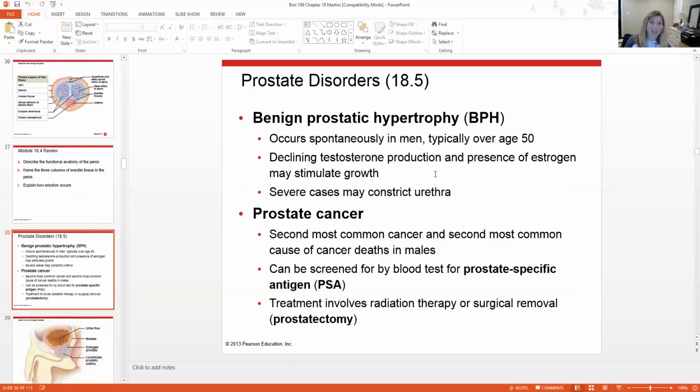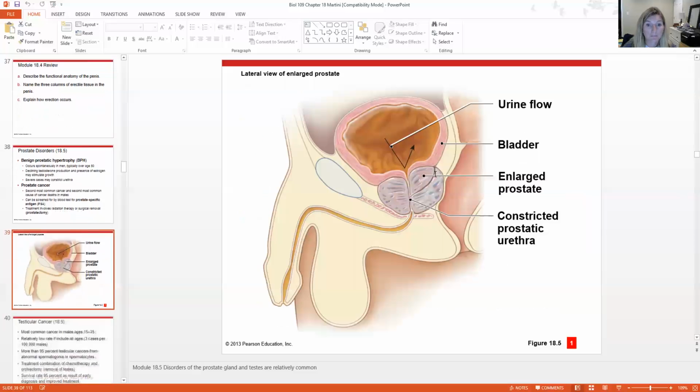There's benign prostatic hypertrophy. This occurs spontaneously in men, typically around age 50, with declining testosterone production and the presence of estrogen. It can constrict the urethra severely or just minorly. Prostate cancer is the second most common cancer and second most common cause of cancer deaths in men, and it can be screened for by a blood test looking for prostate-specific antigen, PSA, and the treatment involves radiation or surgical removal, prostatectomy. You can see it can become very enlarged and cause urinary infections.